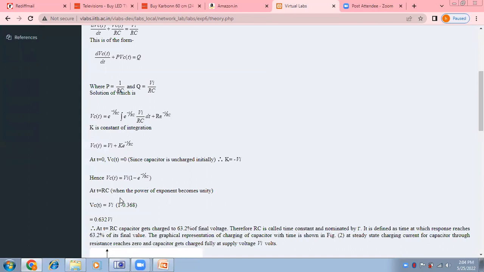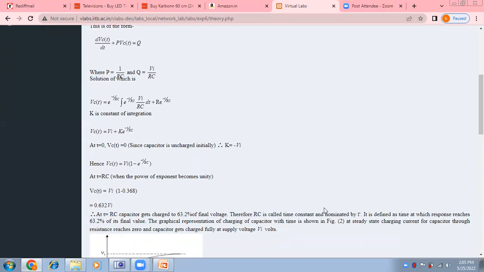At t equal to RC, when the power of the exponent becomes unity, I will get Vc(t) equal to Vi into (1 minus 0.368), which comes to 0.632 Vi. Therefore, at time t equal to tau, the capacitor gets charged to 63.2% of the final value, and this value of RC is called the time constant, denoted by the letter tau. It is defined as the time at which the response reaches 63.2% of its final value. The graphical representation of charging of the capacitor with time is shown in the figure.